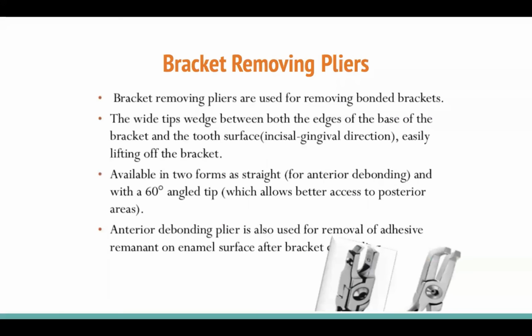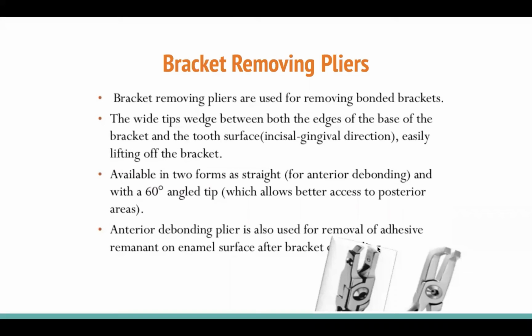Okay. Then you need a bracket remover plier. For instance, you have put the bracket and it is not in a correct position, and over time you realize that even the roots are not straight, you need to reposition your bracket, then you need a bracket remover plier. When you're debonding, you need a bracket removing plier. Bracket removing pliers are used for removing bonded brackets. The white tip wedges between the edges of the base of the bracket and the tooth surface and easily helps in lifting the bracket.